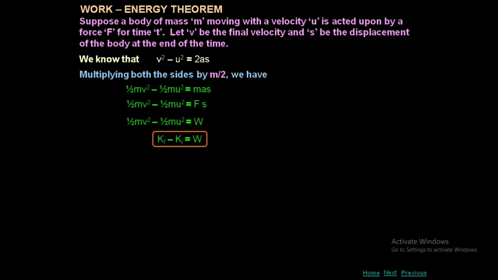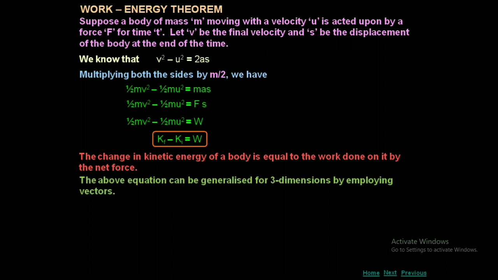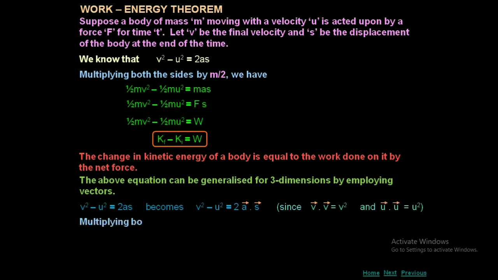Then from here you can see half mv square, v means final velocity, so it is the final kinetic energy. Half mu square, u is the initial velocity, so it is the initial kinetic energy. And from here we are getting work done is equal to Kf minus Ki, meaning final kinetic energy minus initial kinetic energy. And this is the work energy theorem, and it states that work done on a body goes to change its kinetic energy.